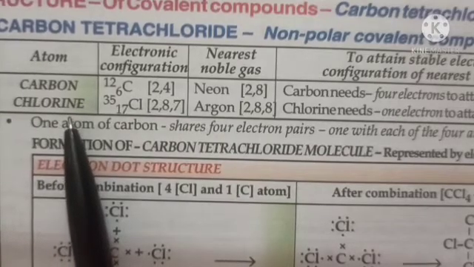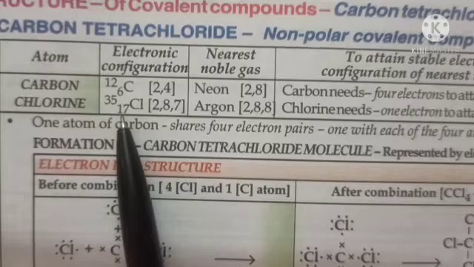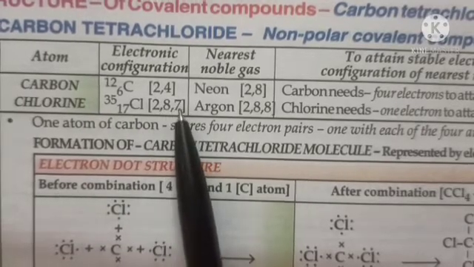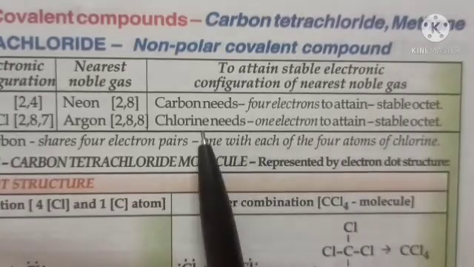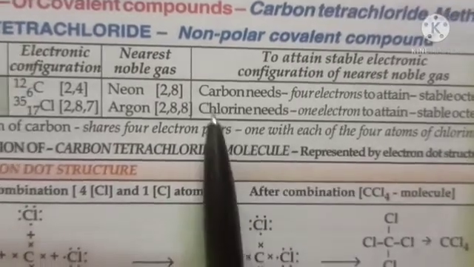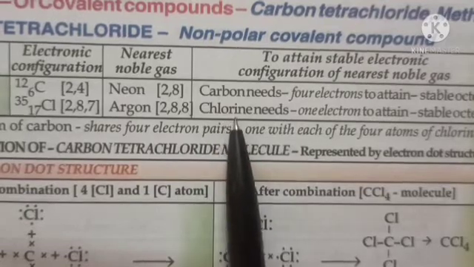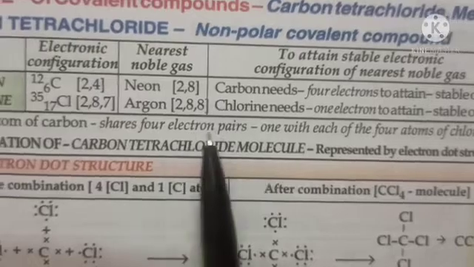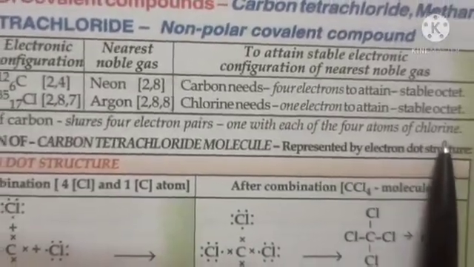Then when it combined with chlorine, chlorine symbol is Cl and atomic number 17. So electronic configuration 2, 8, 7. Carbon needs 4 electrons to attain a stable octet, but chlorine needs only 1 electron to attain a stable octet. So carbon combined with 4 atoms of chlorine, right? So that it can share 4 electron pairs with 1 each of the 4 atoms of chlorine.